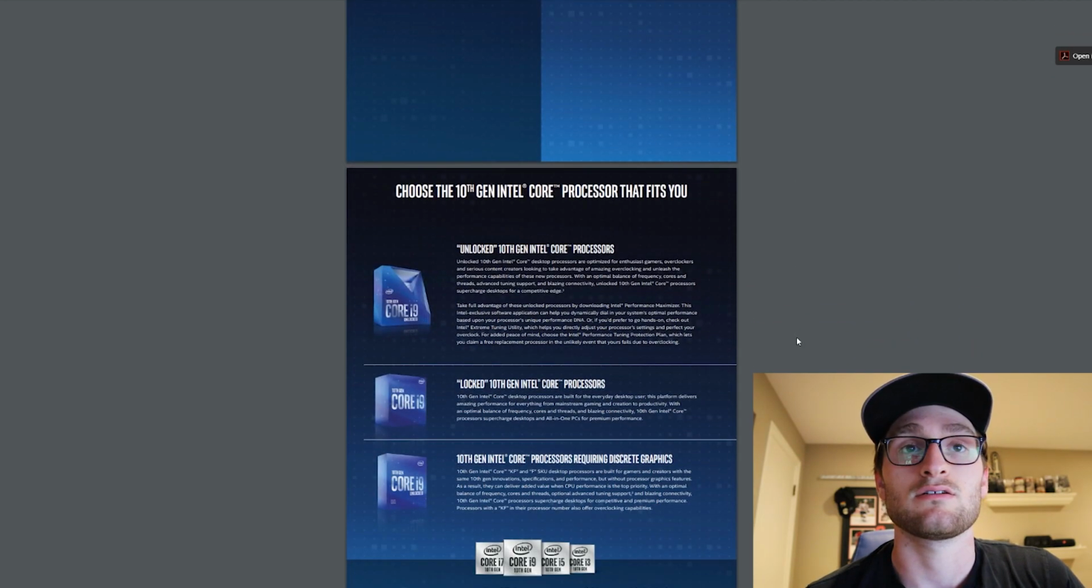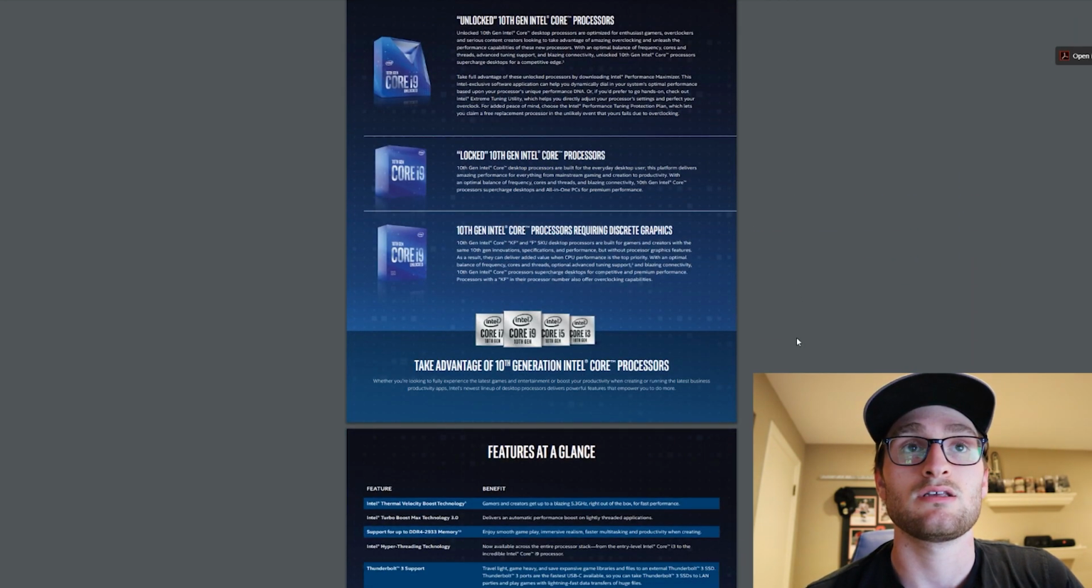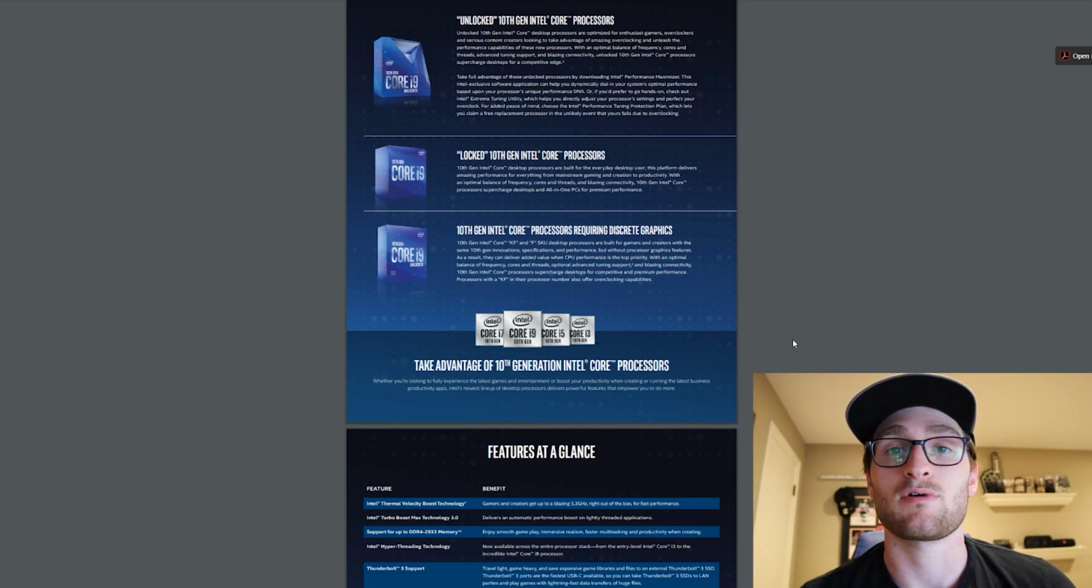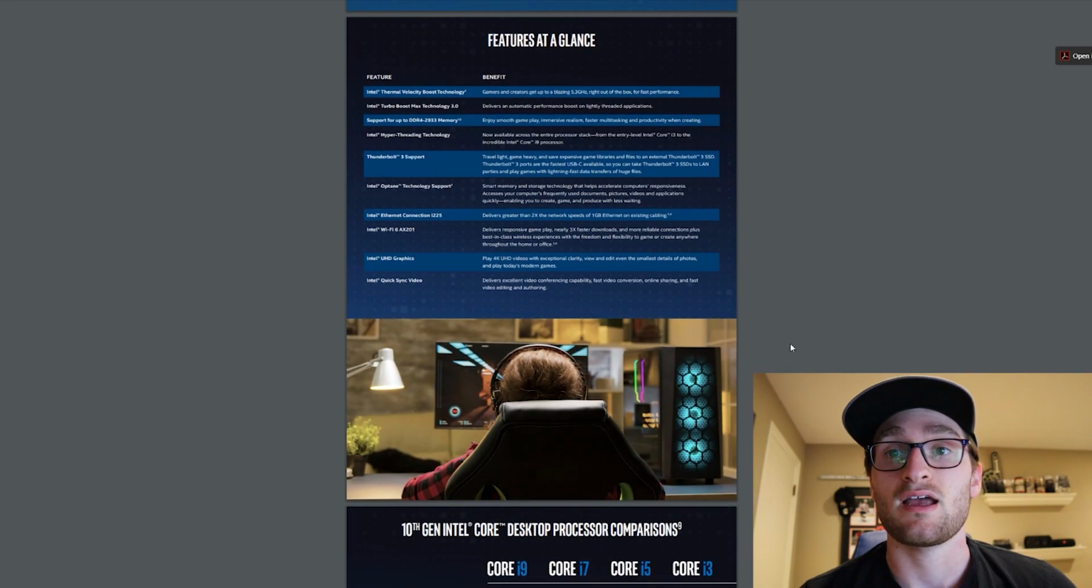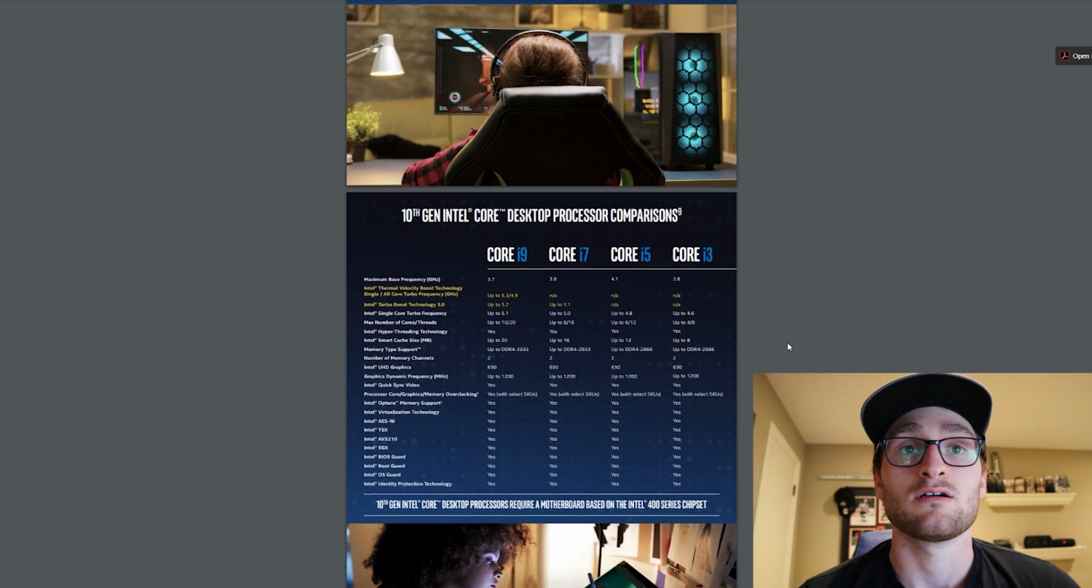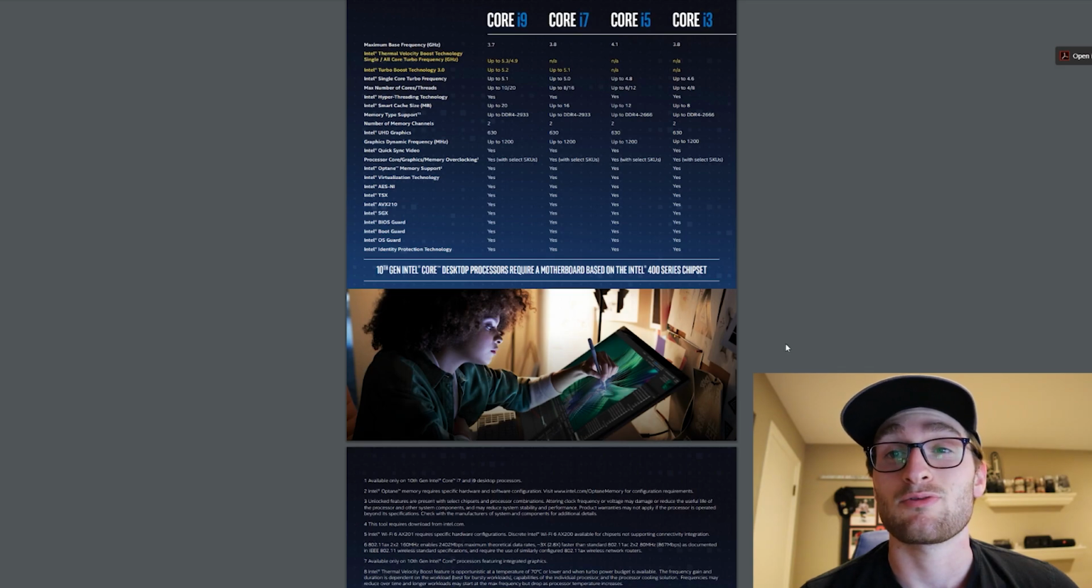So taking a look quickly at the 10th gen lineup, here is Intel's product suite. The big top of the line processor is of course the i9, and with this year going to the i9 10900K, we have 10 cores, 20 threads, base clock 3.7 gigahertz, thermal velocity boost to 5.3, turbo boost to 5.1.